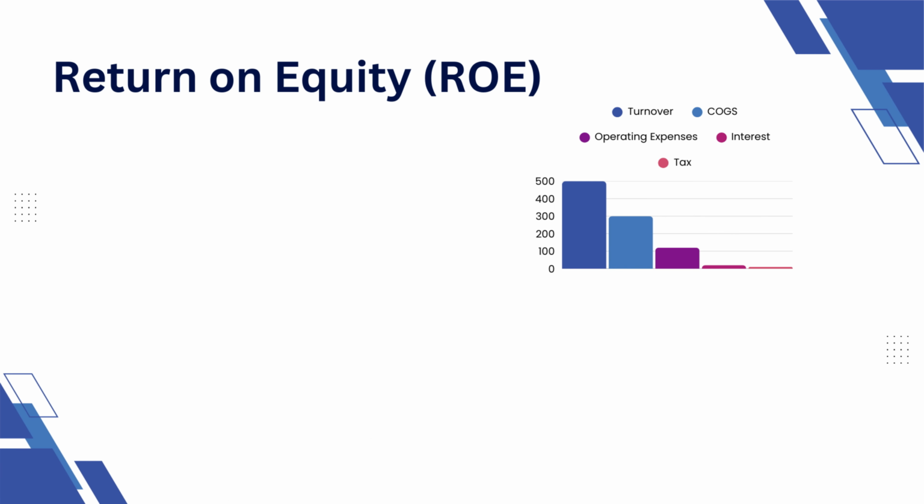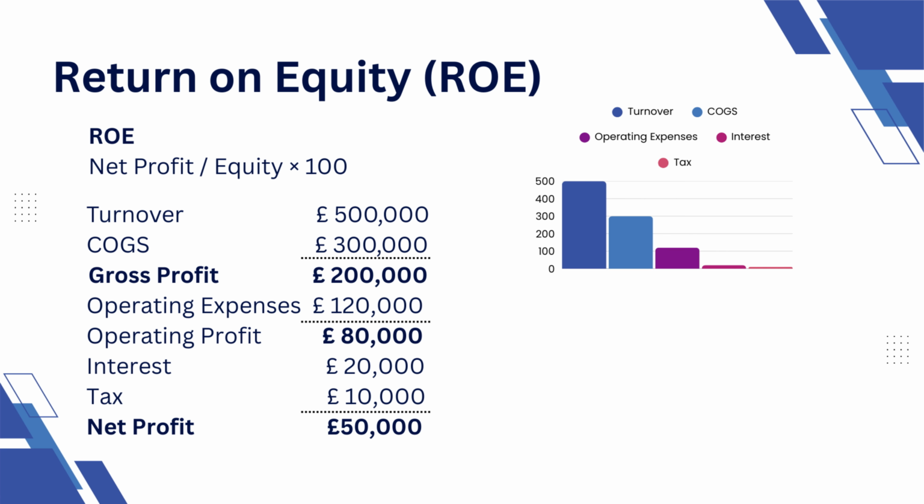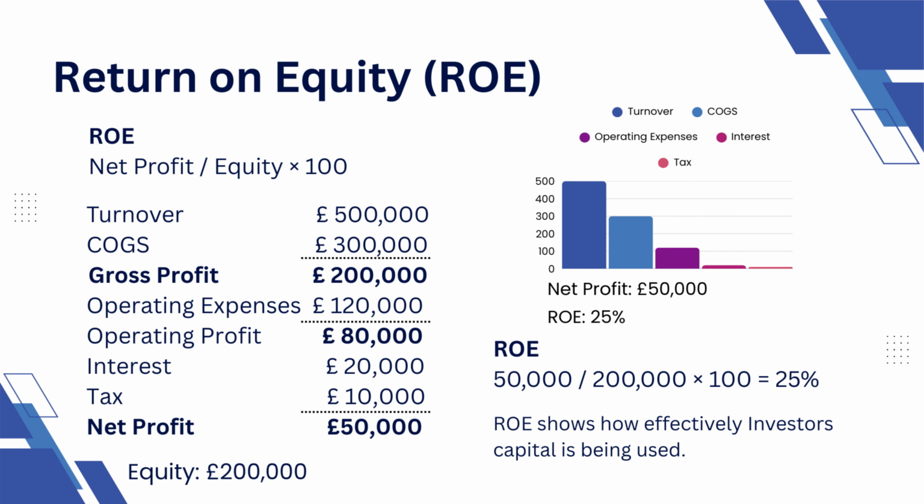Return on equity measures how well the company uses shareholders' money. If shareholders invested £200,000 and the company generated £50,000 profit, the return is 25%. Investors often pay close attention to return on equity because it shows how effectively their capital is being used.